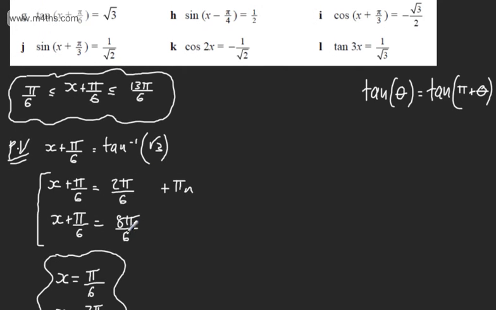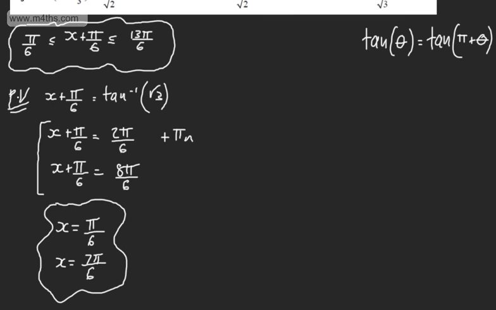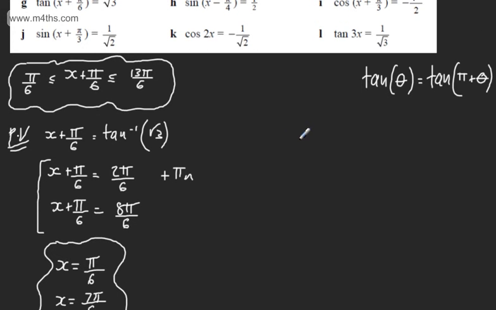Okay, say you didn't want to take this approach of switching it up. All you would have done at this stage right here is said that x plus pi by 6 is going to be equal to pi by 3.